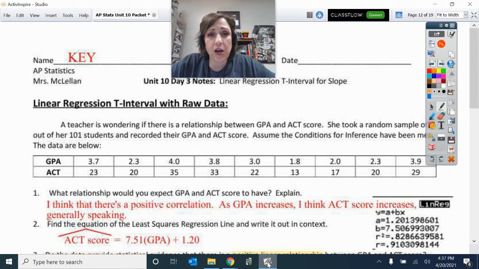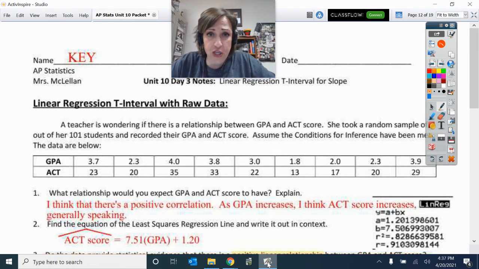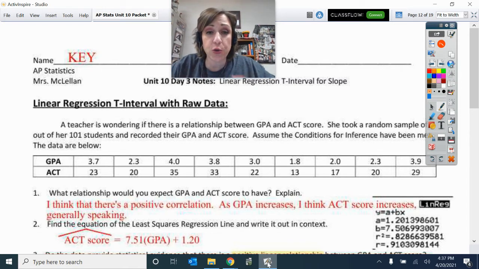All right, we are moving on to linear regression T interval. Yesterday we did testing for slopes to see if there is evidence of a linear relationship between those two quantities. Now, say we have that evidence of a linear relationship, well, let's estimate how much that slope is. Let's give an estimate for that slope of its value. So here we go. There's a couple things.